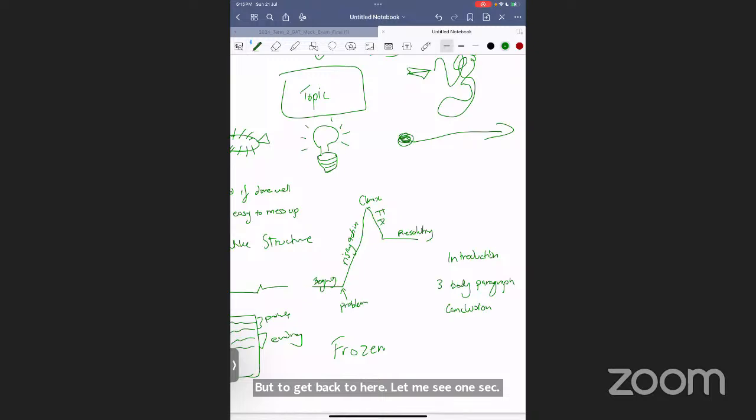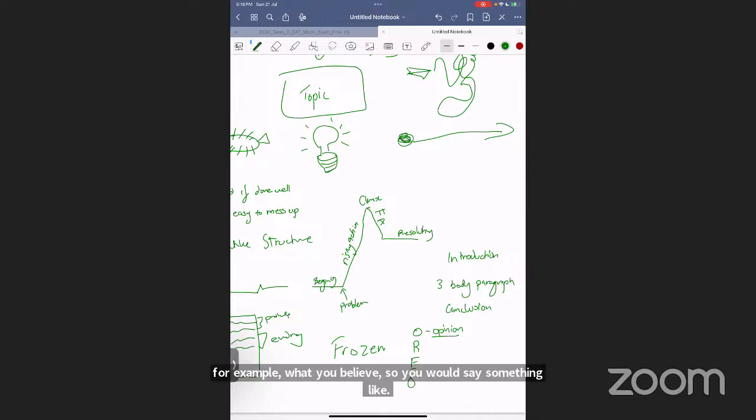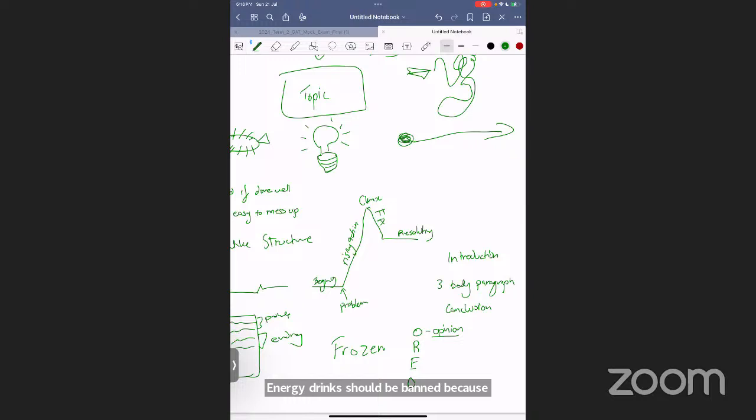Okay. So when you do your persuasive essays, I need you guys to keep practicing this structure. And that structure is called Oreo. So for your paragraphs, you should follow the Oreo rule, which starts with your opinion. So for example, what you believe. You would say something like, I believe that energy drinks should be banned because they have too much sugar.